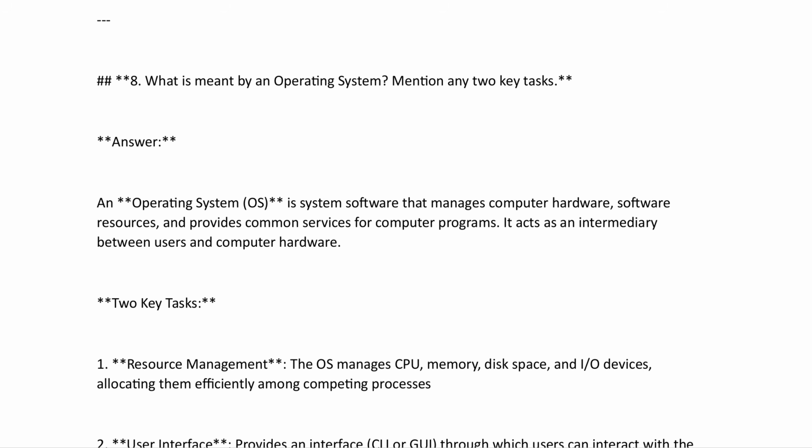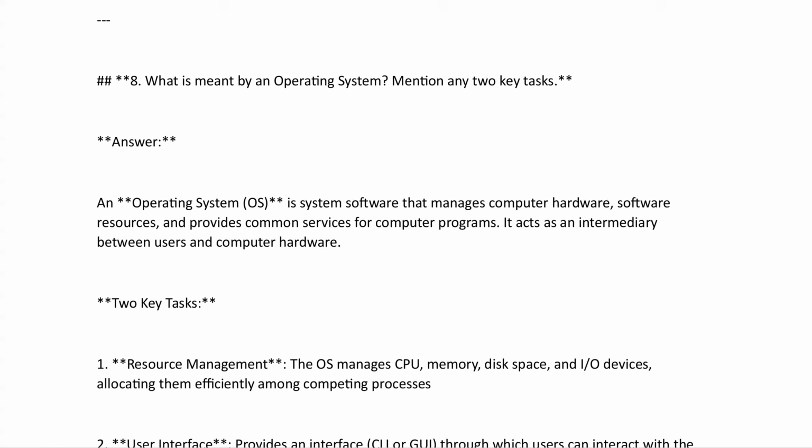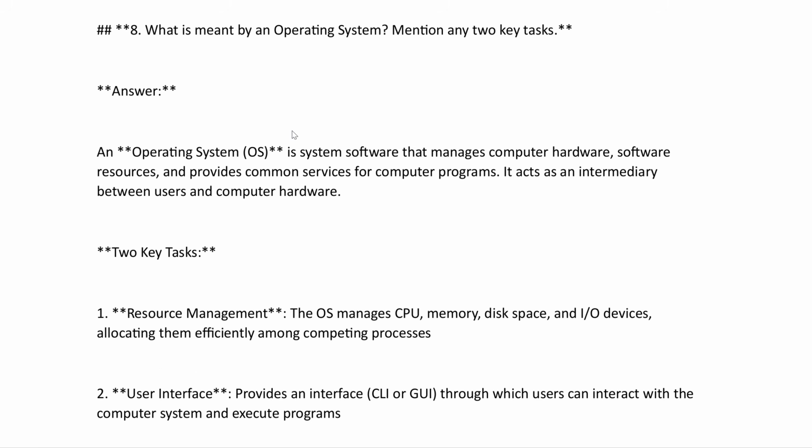Now the next question is question number 8. Question number 8 says, what is meant by an operating system, and mention any 2 key tasks that are performed by the operating system? So the answer to this question is, operating system is a system software. So you have to remember this. Operating system is a system software that manages the hardware, software resources, and provides common services for all the computer programs. It also acts as an intermediary between users and the computer hardware.